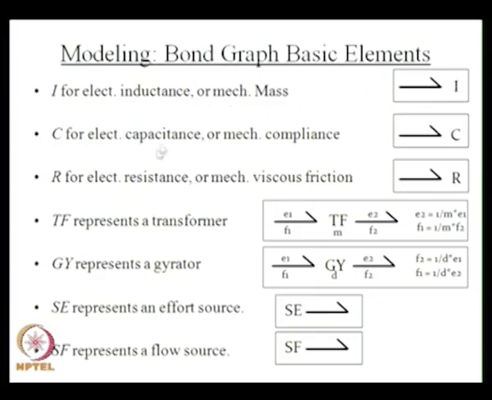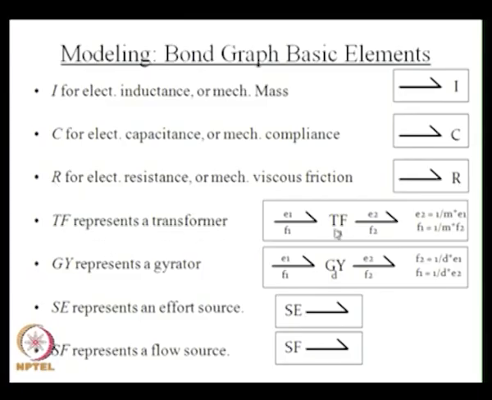Then another element is C, or the capacitance. This is the capacitive element. It is for electrical capacitance or mechanical compliance. So if you have a spring or an electrical capacitance, that can be represented by an element C. And then R for electrical resistance or mechanical viscous friction, that is the resistance element R. So these are the three basic elements of Bondgraph, I, C and R. I represents the inductance or mass or inertia, C represents the capacitance or compliance, R represents the resistance or friction forces. So these are the three basic elements, and then we have some other elements called TF.